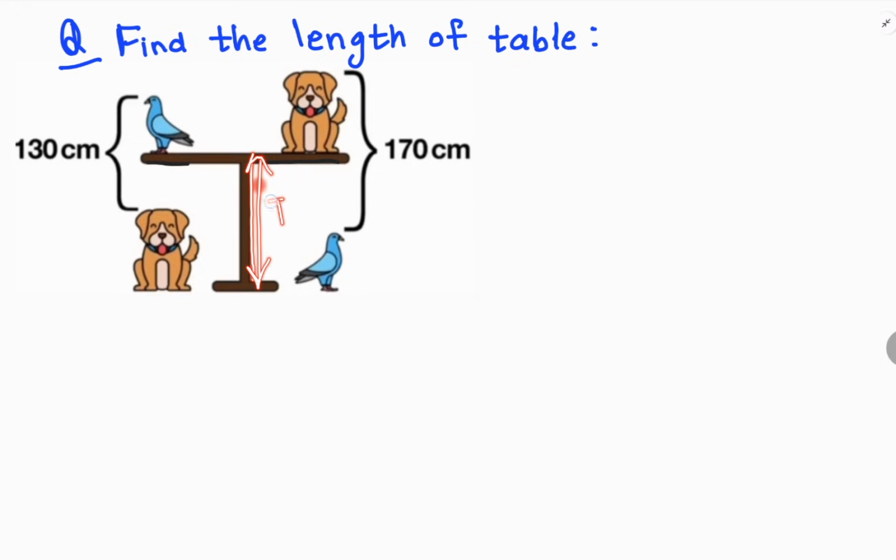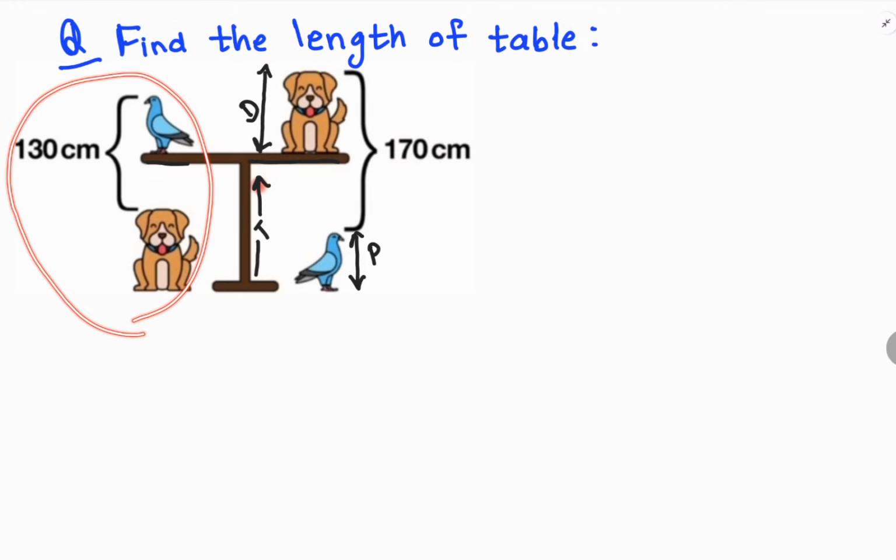Suppose I say this length is t. I will write it here: this is t. And I will call the dog's length d, and the pigeon's length p. Then I will try to make the equations. First, I will make the equation from the right hand side, and then from the left hand side. Let us see what our conclusion is.